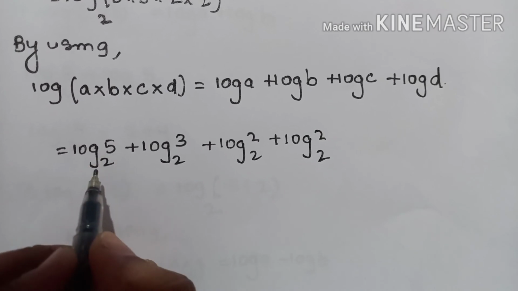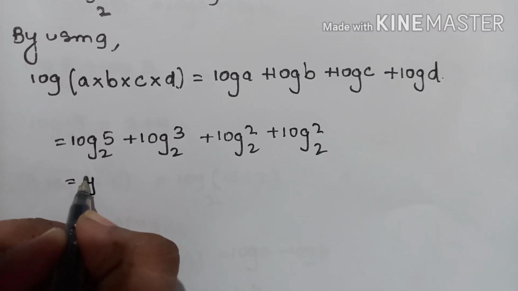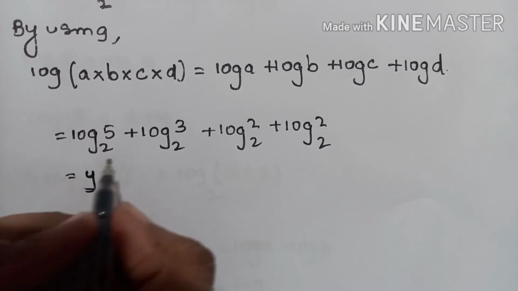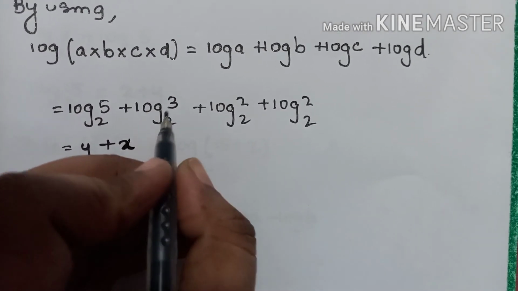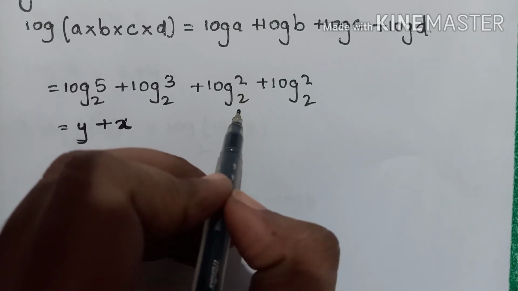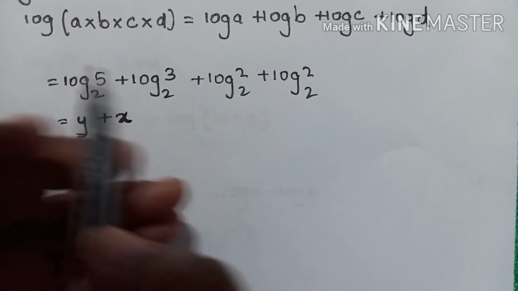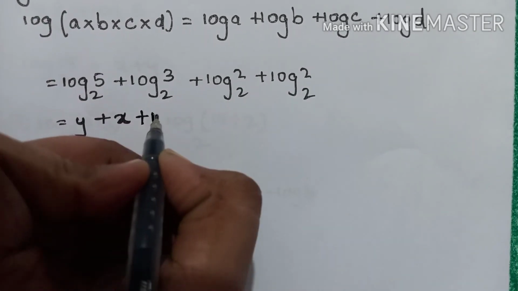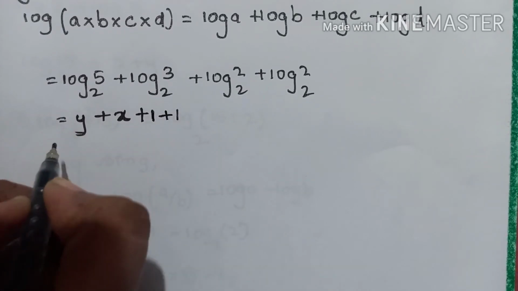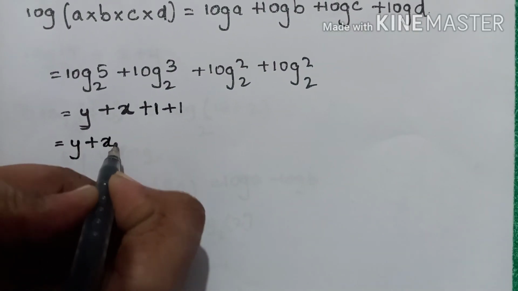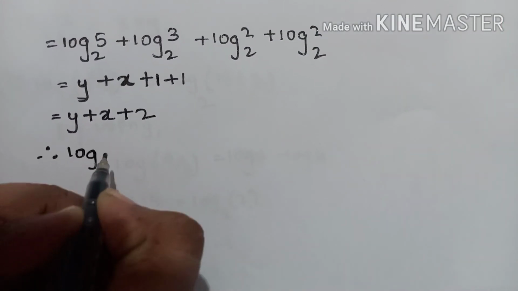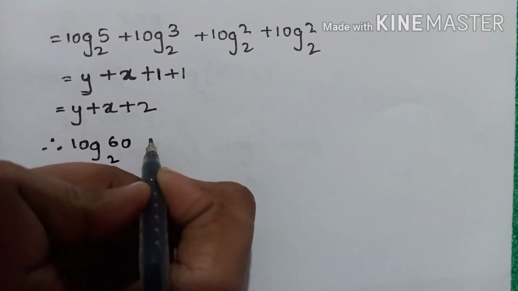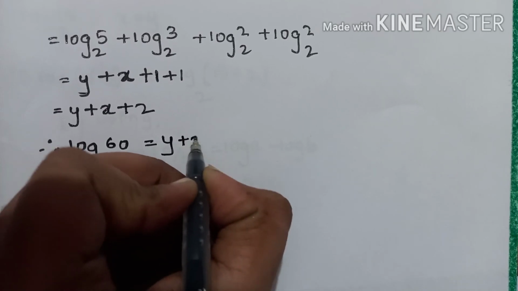And we know log 5 base 2 is y. From the question we know log 5 base 2 is y and log 3 base 2 is x. And by using the property log x to the base x, which is 1, log 2 base 2 is also 1, and here also log 2 base 2 is 1. So therefore y plus x plus 2. So log 60 to the base 2 can be expressed as x plus y plus 2.